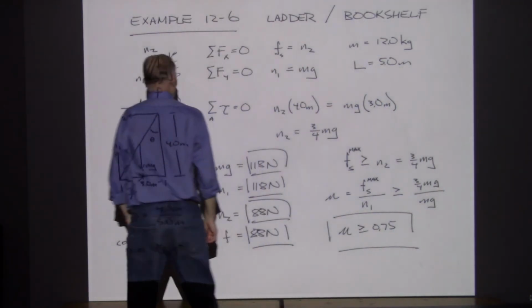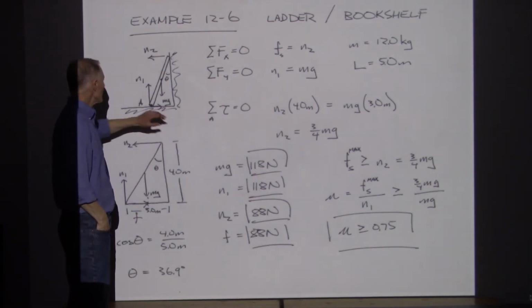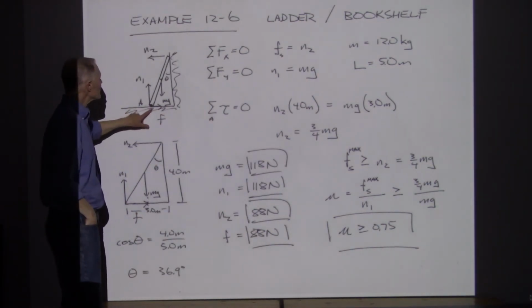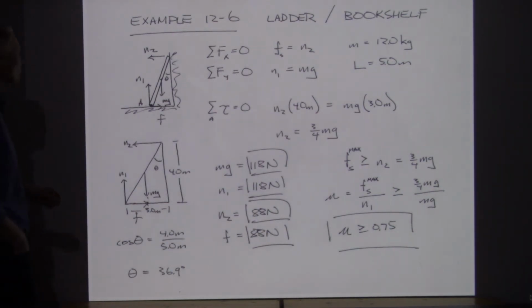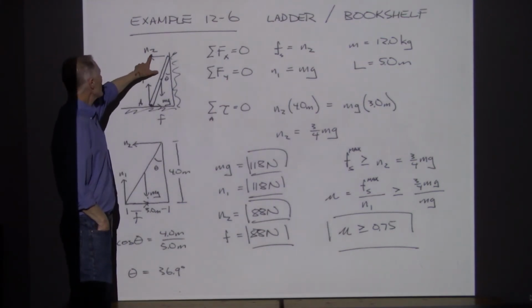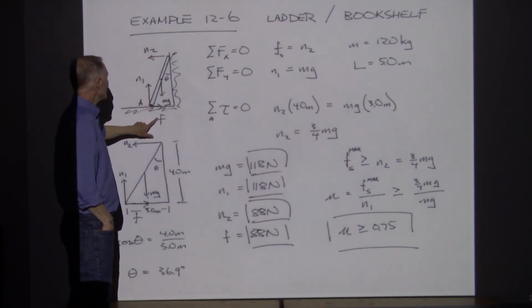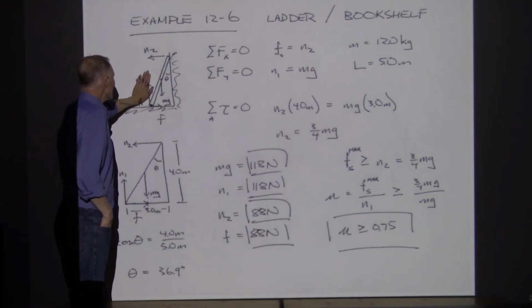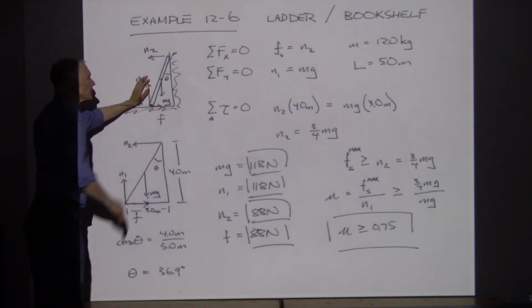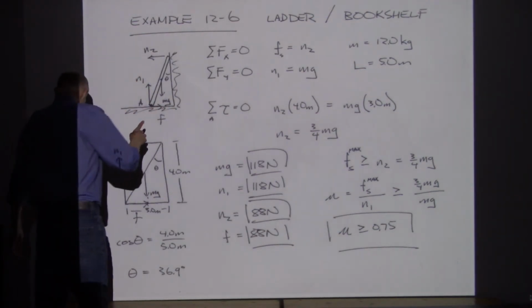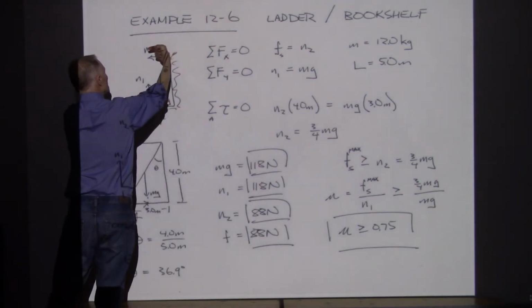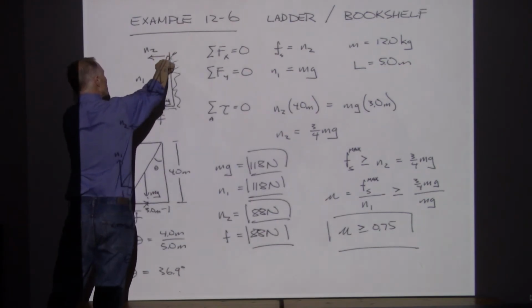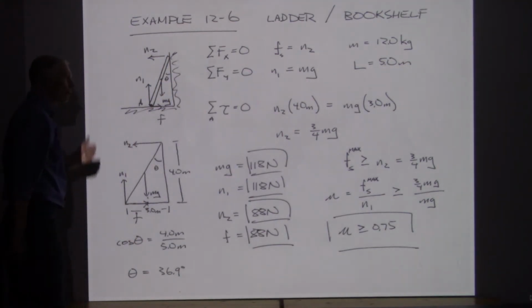Let's move on and look at some torque formulas. Now, the point where the ladder rests seems like a good point to measure torques. That's where a lot of the unknowns are. I've got unknowns of N2, N1, and friction. If I pick point A, that will eliminate N1 and friction from my torque equation. If I look at point A, the only torques I have are the torques coming from N2 and the torque coming from mg. And they're in opposite directions.